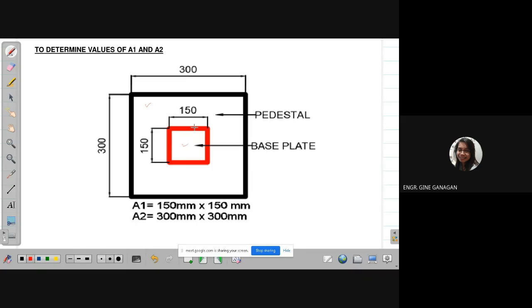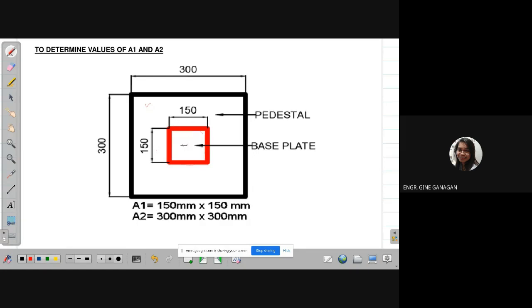Yung ating area still concentrically bearing. So yung in contact between pedestal and base plate. So yung in contact na area is yung area ng base plate, di ba? Yan yung maximum na in contact between the base plate and then the pedestal. So yung area mo magiging 150 by 150.